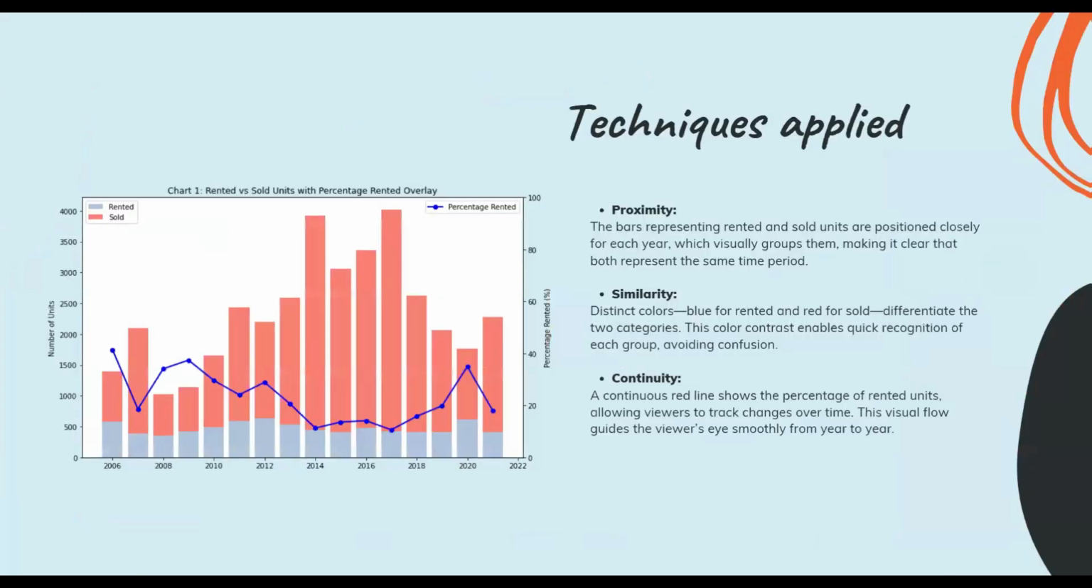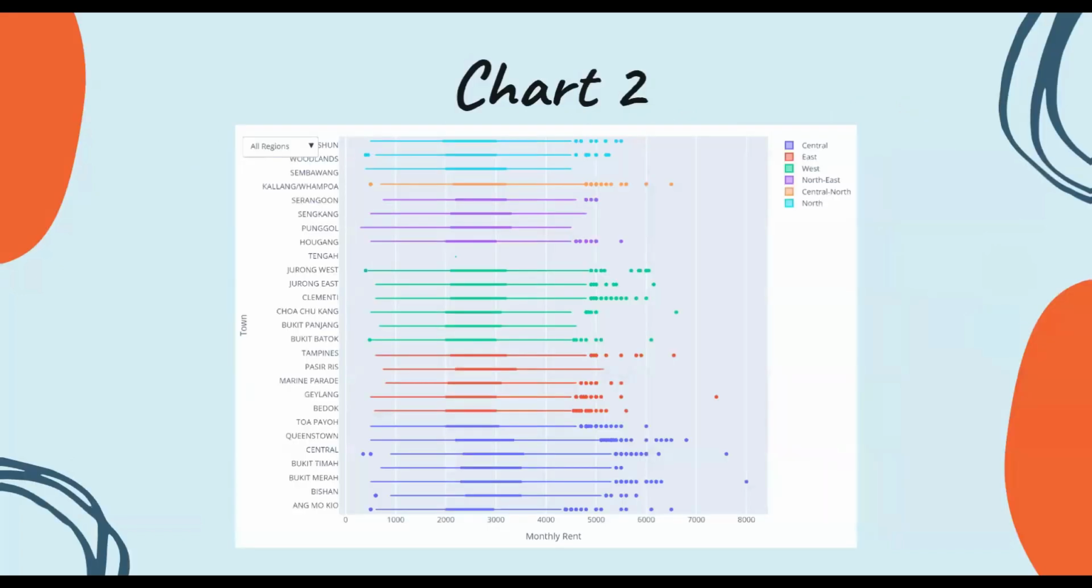In this chart, the goal was to facilitate an easy comparison on market dynamics between rented and sold units over time by using dual axes, offering both absolute figures and proportional insights. Additionally, Gestalt principles of similarity and proximity help the viewer to understand trends and shifts quickly. Now that we have explored the overall market, let's zoom into the rental pricing.